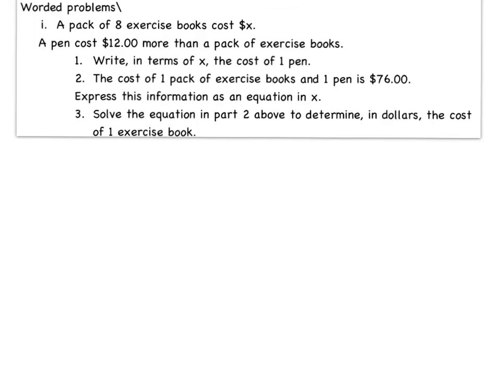Okay, so worded problems. A pack of 8 exercise books costs X dollars. A pen costs $12 more than a pack of exercise books. Write in terms of X the cost of a pen. So the cost of the pen would be the cost of the 8 exercise books, which is X, plus $12 more. The cost of one pack of exercise books and one pen is $76. Express this information as an equation in X. So we have the cost of one pack of exercise books, which is X, plus one pen, which is X plus 12, and that is equal to $76.